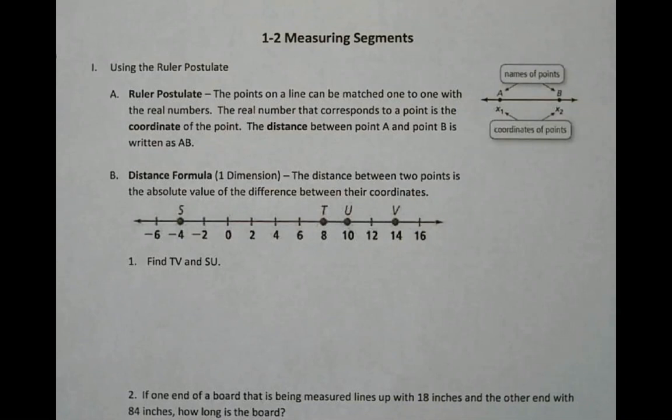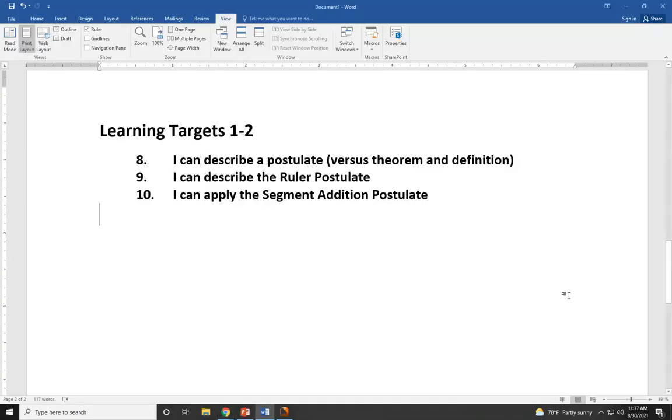We're going to get into a little bit about segments and how we measure them, how we think through that whole process. I want to start off just by thinking about some learning targets. We've already talked about a lot of other ones earlier in this unit. Just 3 today. We're going to talk a little bit more about what a postulate is. We're going to talk about a couple specific types called the ruler postulate and the segment addition postulate. We're going to focus on that first one mainly in this video.